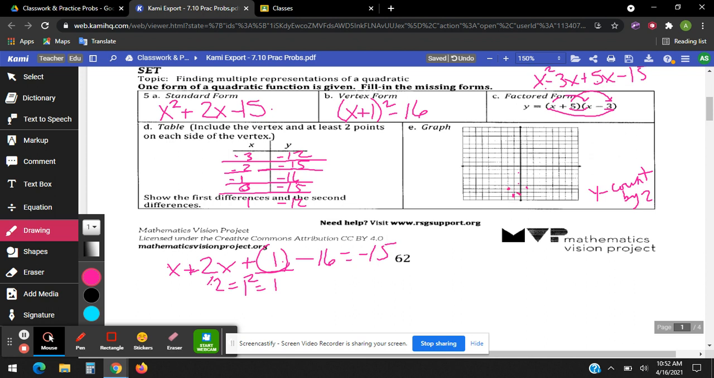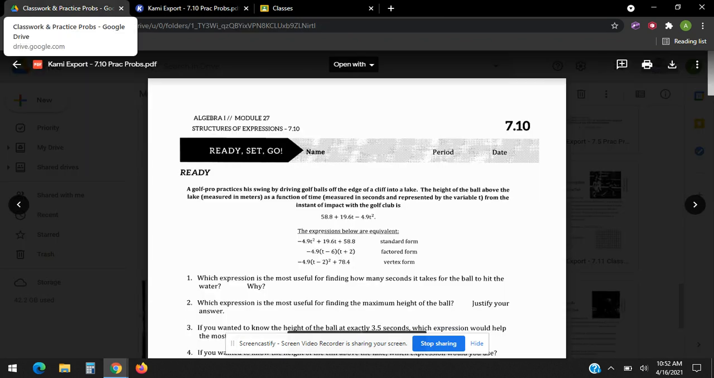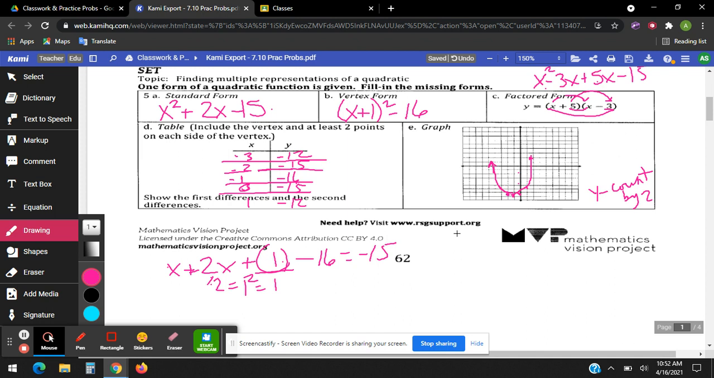Oh, I forgot my negative 15 on the other side. There you go. That looked a little funny. Down here and then up here. All right, so it's going to be something like this, going up. Not great, because it's pretty small.